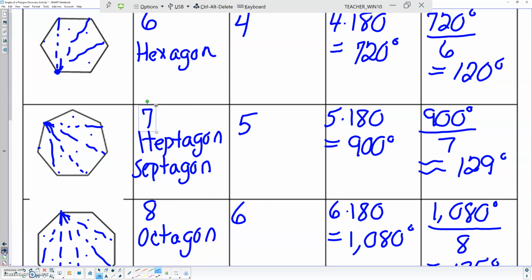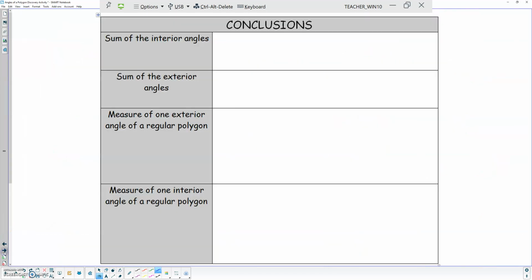If you go to the last page of this packet, to find the sum of the interior angles, it's always going to be the number of sides minus 2, times 180 degrees, where n represents the number of sides.